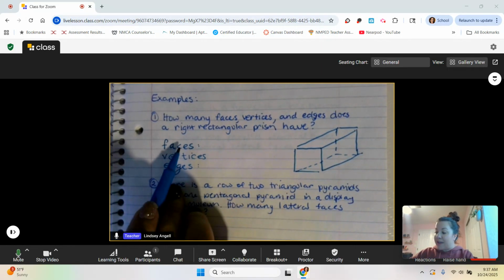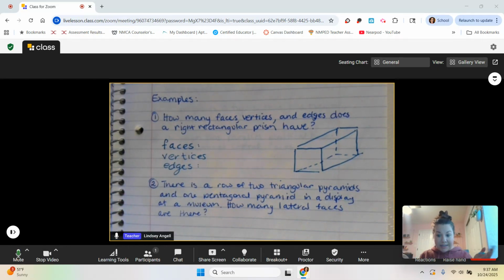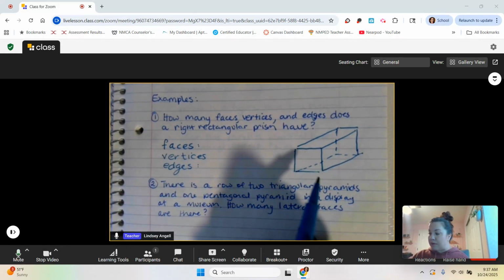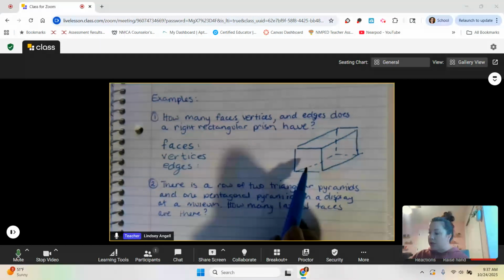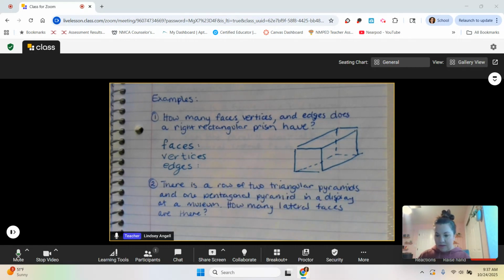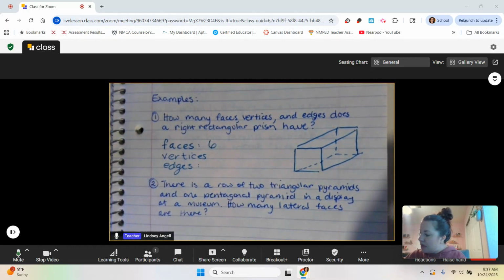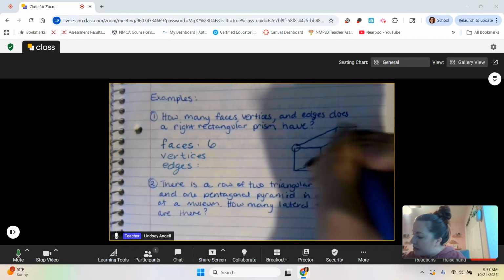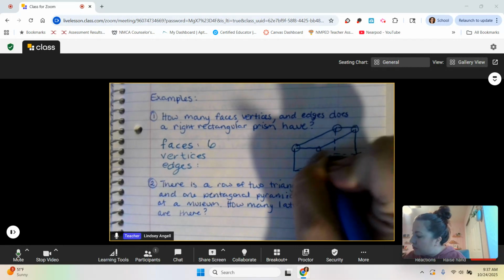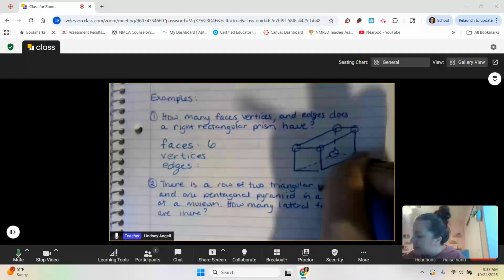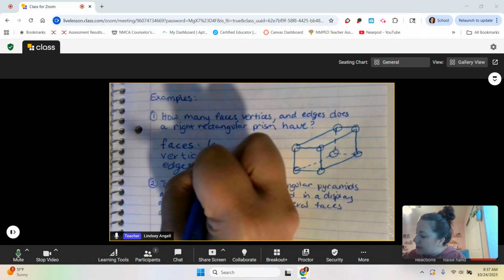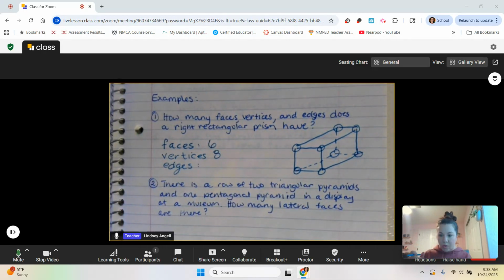Okay, so faces, those are, like I said, the sides of it. And right rectangular prisms have 6, okay? They've got a front, a back, a top, a bottom, and a left and a right. So 6 faces. And then vertices, we've got 1, 2, 3, 4 on top, 5, 6, 7, 8 vertices. Remember, those are like the corners.